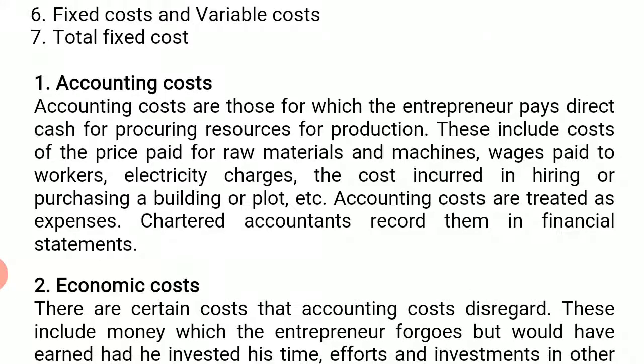Accounting costs are those for which the entrepreneur paid direct cash for procuring resources for production. These include the price paid for raw material and machines, wages paid to workers, electricity charges, the cost incurred in hiring, the purchasing of a building, a plant, etc. Accounting costs are treated as expenses.